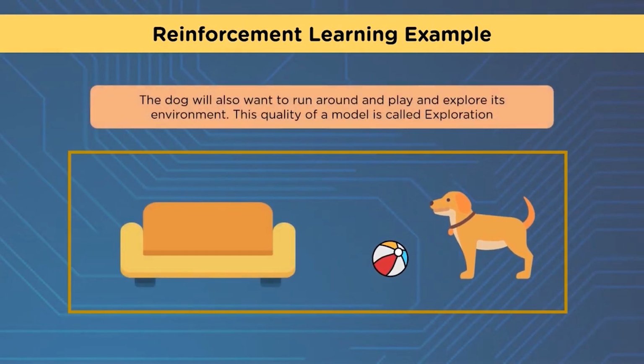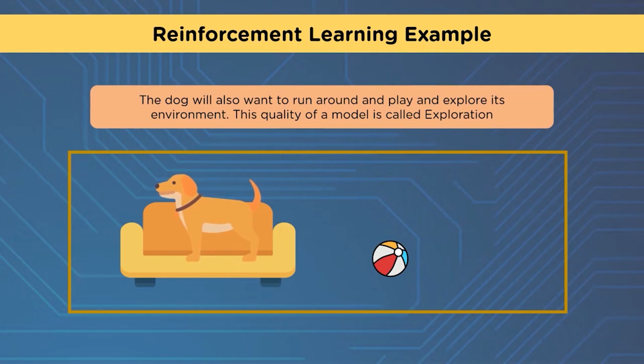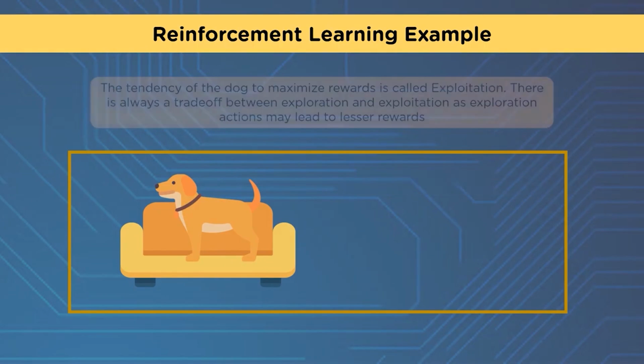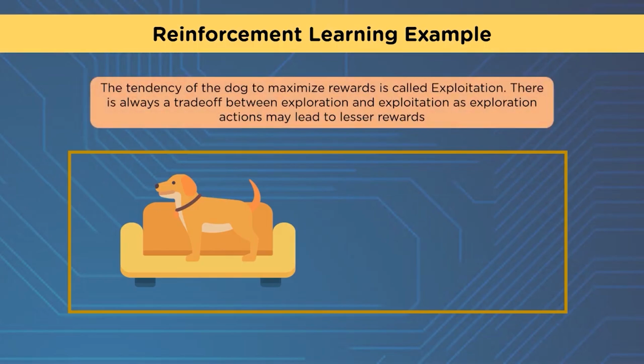The dog also will want to run around and play and explore its environment. This quality of the model is called exploration. So there's a little randomness going on in exploration. And it explores new parts of the house. Climbing on the sofa doesn't get a reward. In fact, it usually gets kicked off the sofa.